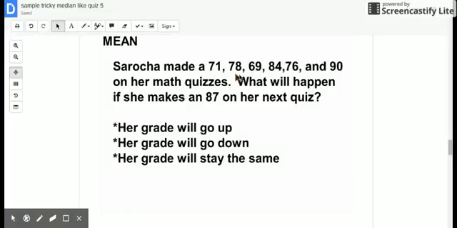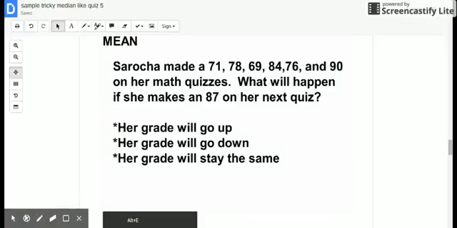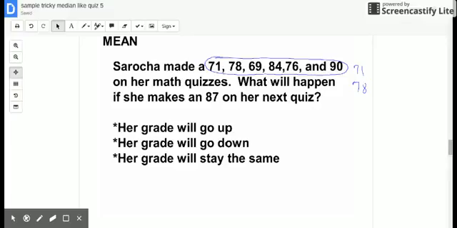Saroja made a 71, 78, 69, 84, 76, and 90 on her math quizzes. What will happen if she makes an 87 on her next quiz? You probably will see a lot of questions like this, and I am happy to tell you there is an easy way to solve these. The first way is to know exactly what is her mean now. So go ahead and solve. She has a 71, a 78, a 69, an 84, a 76, and a 90.